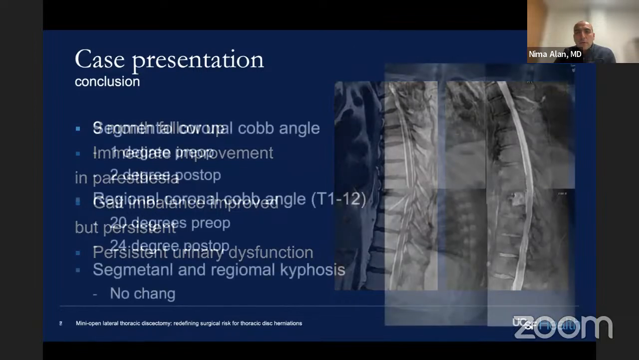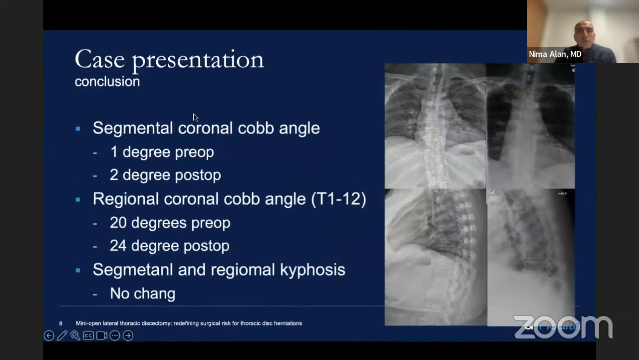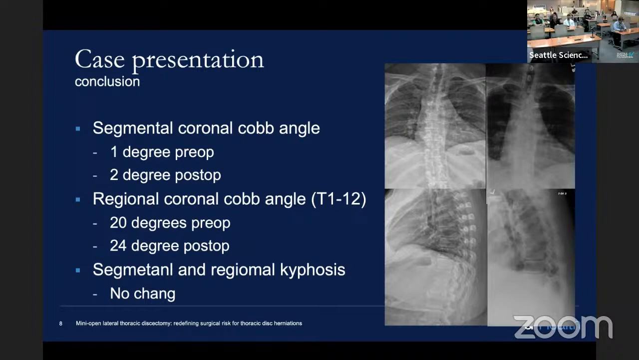This is the MRI. In terms of the question about what happened with the segmental kyphosis and regional kyphosis, segmental coronal Cobb angle changed a degree, and regional Cobb angle changed 4 degrees. Both of them increased, but I think both are within errors of measurement. Segmental kyphosis stayed the same, and regional kyphosis. Pardon the absolute gross misspelling there. I apologize.